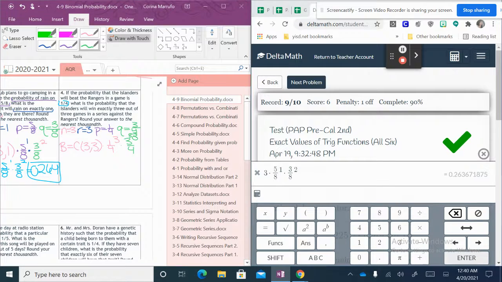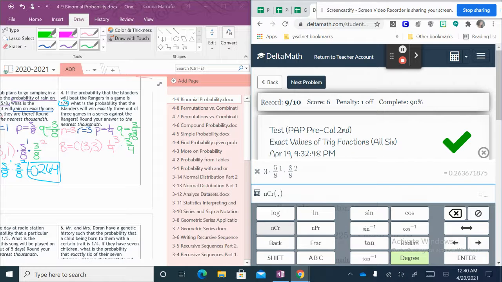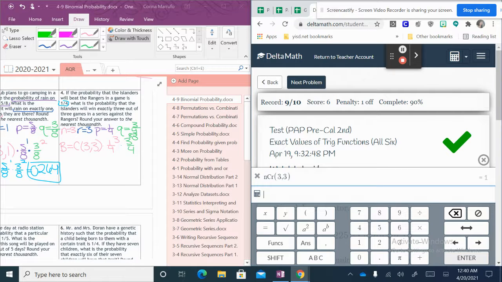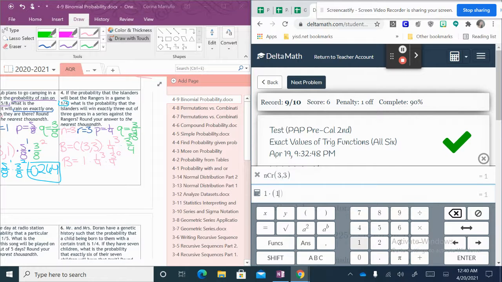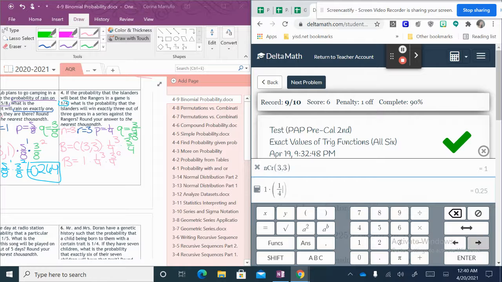So I'm going to go ahead and put all of this in my calculator, starting with my binomial. So it's going to be 3, 3. I hit enter, that gives me 1. So B is equal to 1 times 1/4 to the third power times 3/4 to the 0 power. So I'm going to put that 1 times 1/4 to the power of 3.